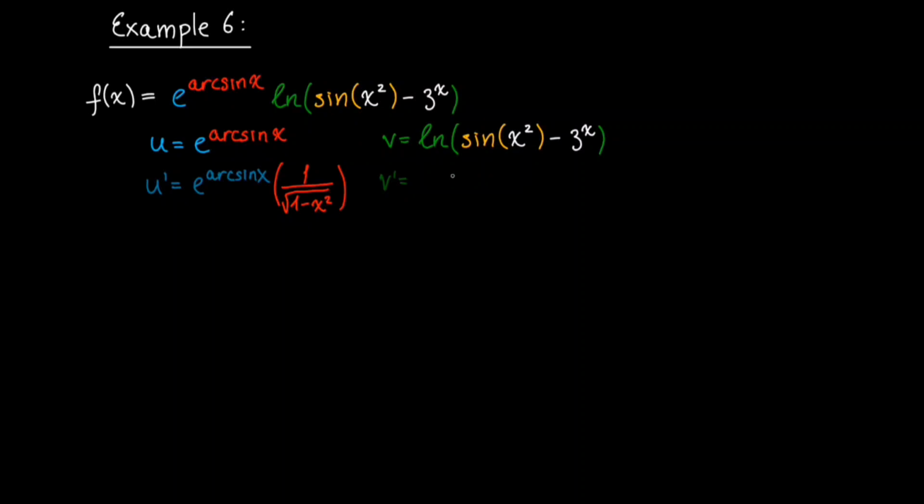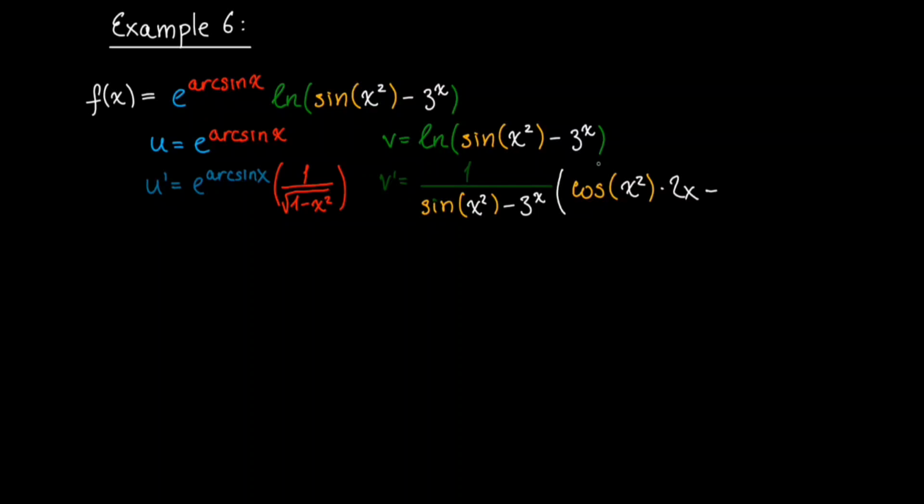And its derivative is going to be extremely complex. First, we do the derivative of the natural log, so we have 1 over sine x squared minus 3 to the power of x. We then have to multiply all of this by the derivative of the inside. First, the derivative of sine x squared is going to be cosine x squared, and then we apply the chain rule again. So we have to multiply this by the derivative of x squared, which is going to be 2x.